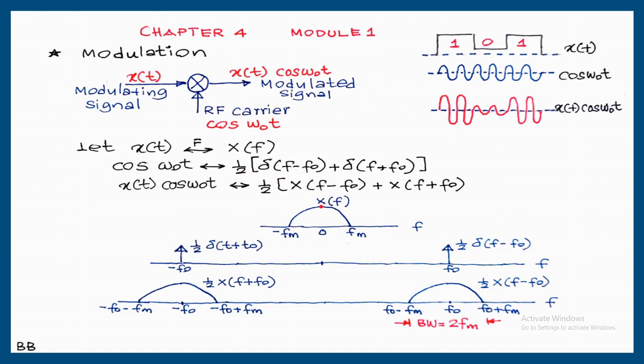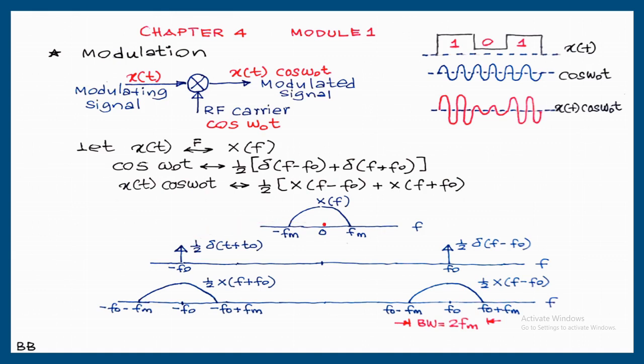The spectrum I am showing here is the spectrum of X of f, the spectrum of the modulating signal. I assume that the modulating signal is a low pass signal, with frequency varying from 0 to fm. So the bandwidth of the input signal is fm hertz. For a two-sided representation, it can be represented from minus fm to plus fm. This is the representation of cos omega 0 t in the frequency domain. It's a single tone signal. There is only one frequency, f naught. Due to the two-sided representation, f naught and minus f naught.